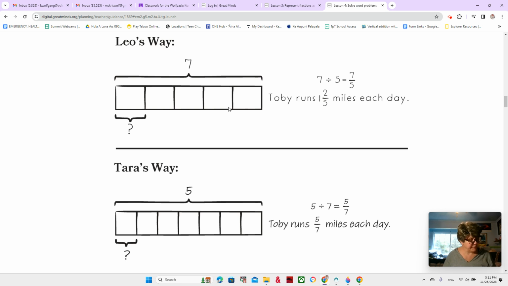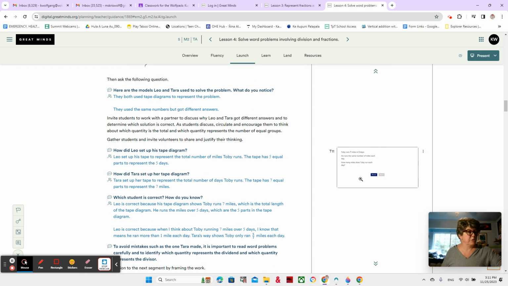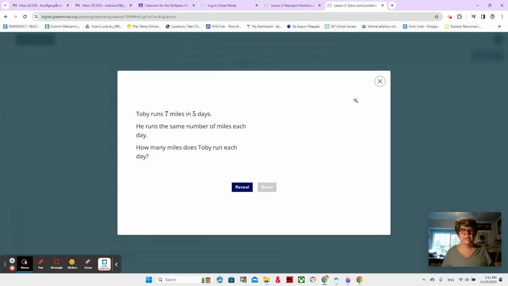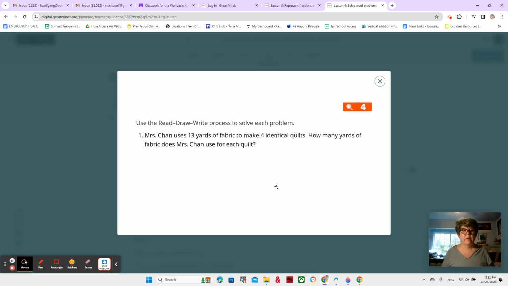All right, today we're going to be using models to represent and solve word problems involving division and fractions. And this is the last lesson in this section. After this, we'll be moving on to a new section. All right, so let's look at your book, page 31, and see if I can get that to come up. Here we go.